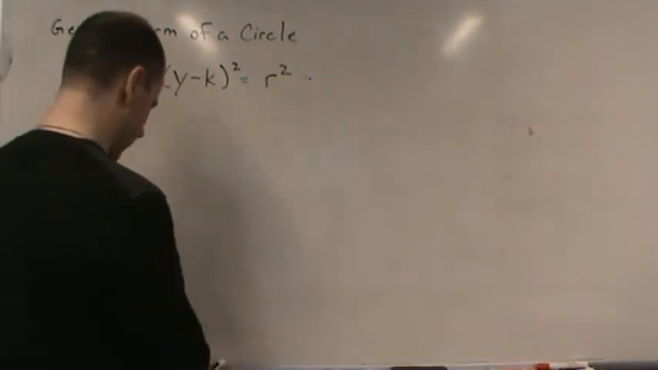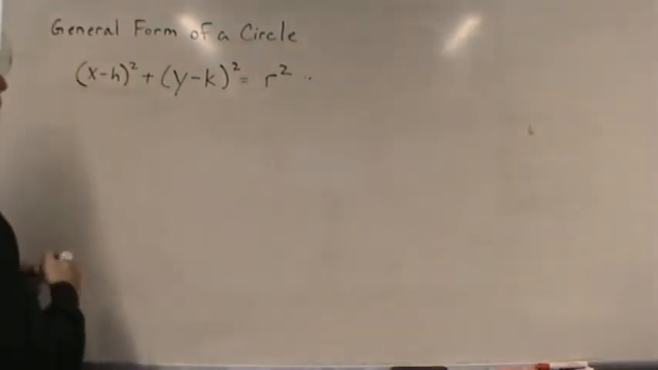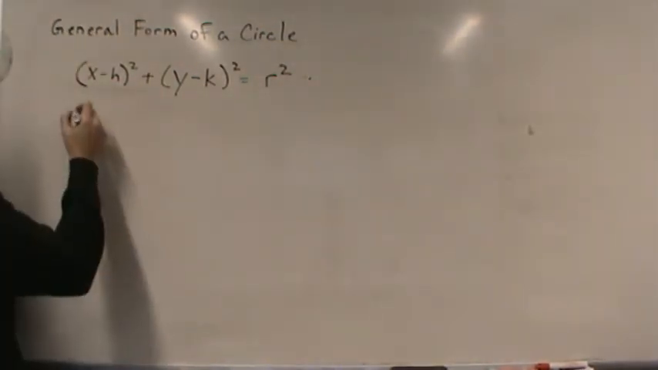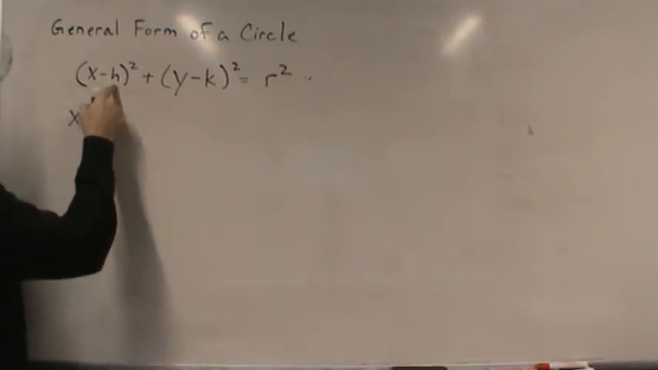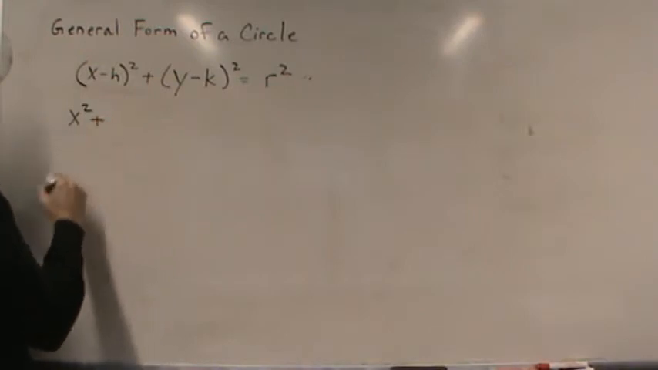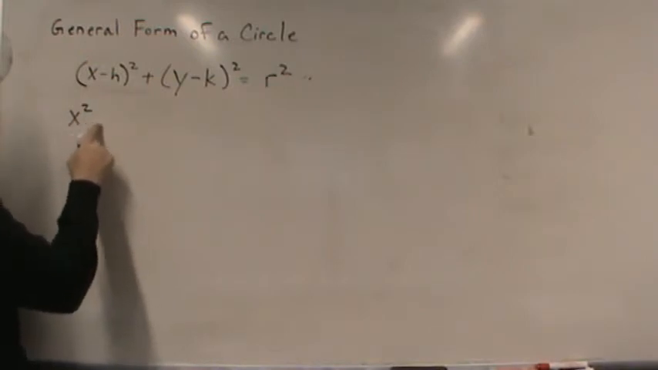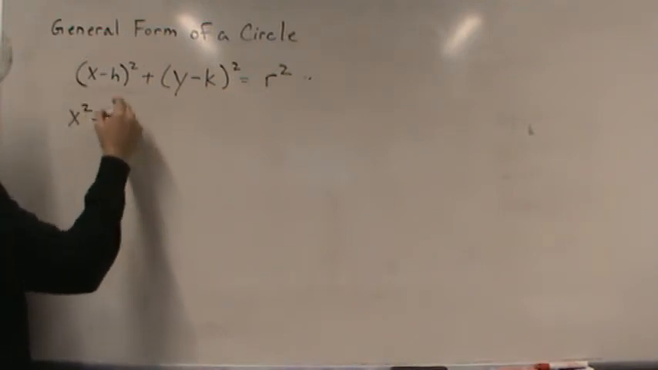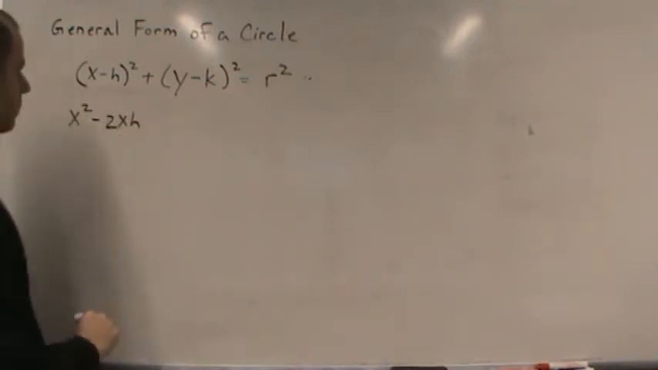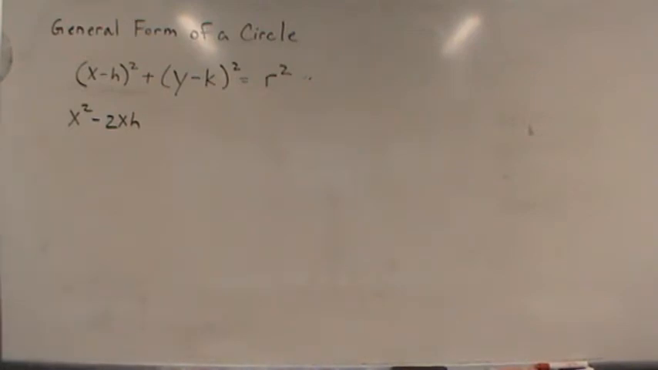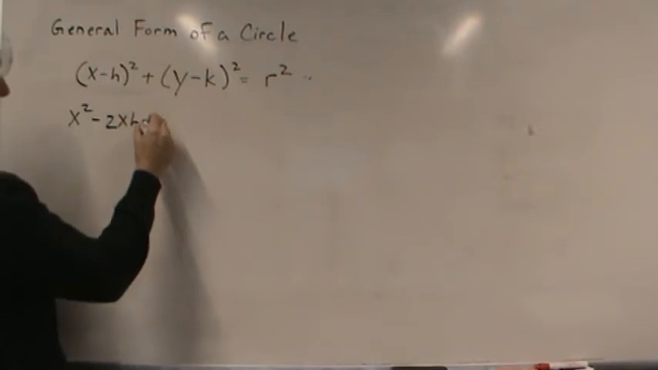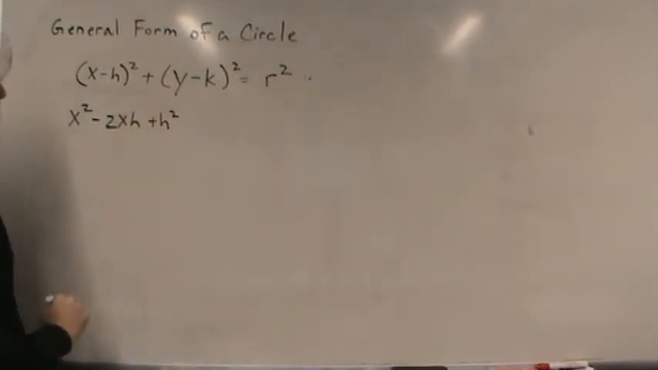So if I expand this out, we're going to get x squared, right? And we're going to get double this, so it's going to be minus 2 times what? xh. Okay? And what am I going to get? I'm going to get plus h squared.